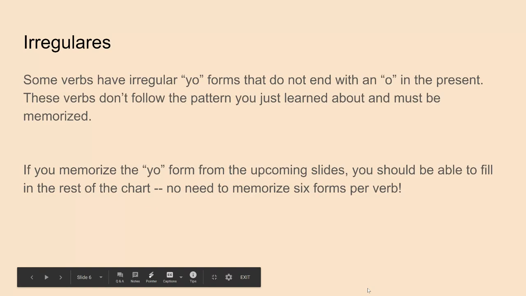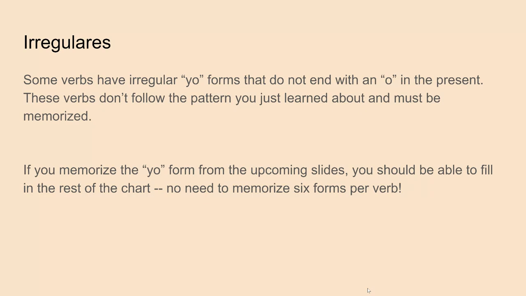Today, we're going to be looking at some irregular verbs. Some verbs have an irregular yo form that do not end with an O in the present tense. These verbs don't follow the pattern you just learned, and so they must be memorized. If you memorize the yo form in the upcoming slides, you should be able to use that to fill in the rest of the chart. Don't stress over having to memorize 6 different forms.